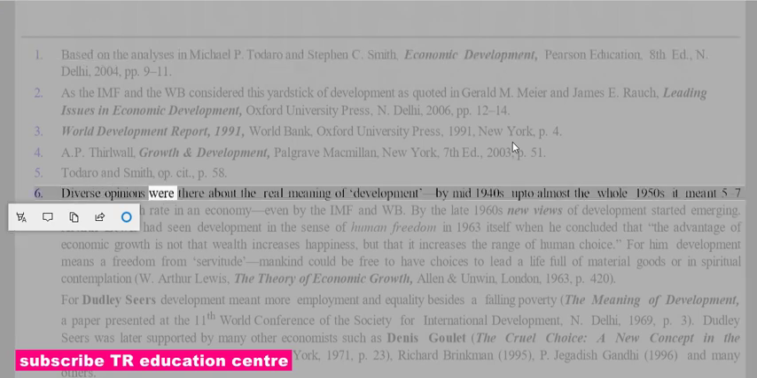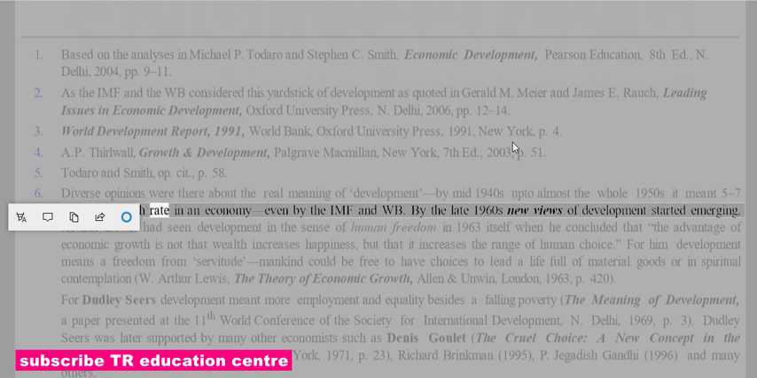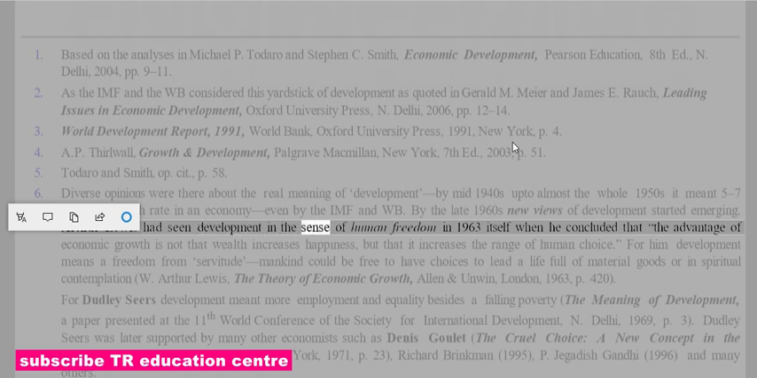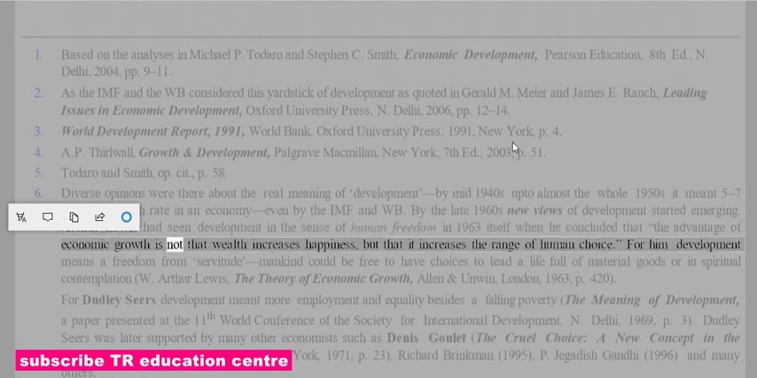Diverse opinions were there about the real meaning of development. By the mid-1940s up to almost the whole 1950s it meant a 5-7% growth rate in an economy, even for the IMF and the World Bank. By the late 1960s new views of development started emerging. Arthur Lewis had seen development in the sense of human freedom in 1963 itself, when he concluded that the advantage of economic growth is not that wealth increases happiness, but that it increases the range of human choice.